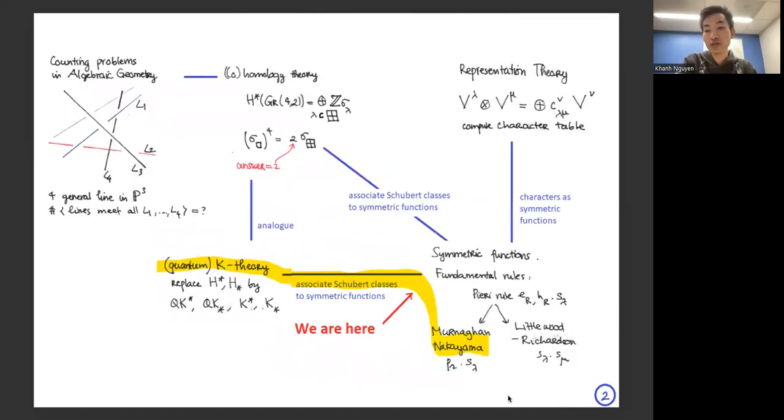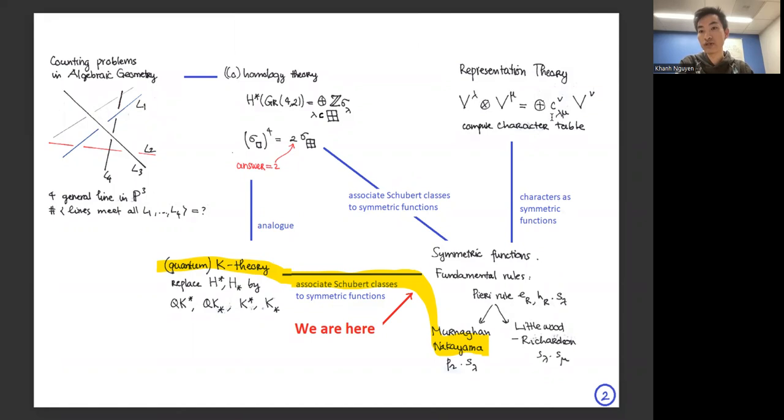Now there are some connections between the theory of symmetric functions and other domains. The first one is the connection with representation theory. For example, we consider the representation theory of the general linear group GL_n. Suppose that lambda and mu here are partitions. In this case, we can associate the partitions lambda and mu to irreducible modules V_lambda and V_mu. So the central problem in representation theory is understanding the decomposition of the tensor product of two irreducible modules into a sum of irreducible modules.